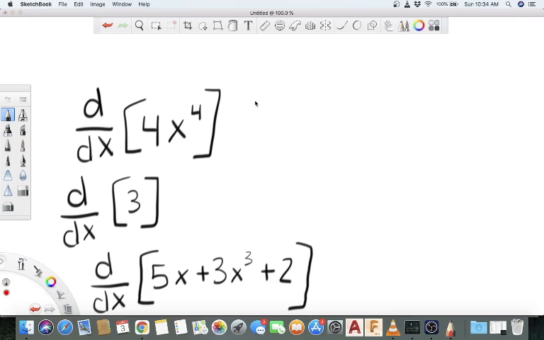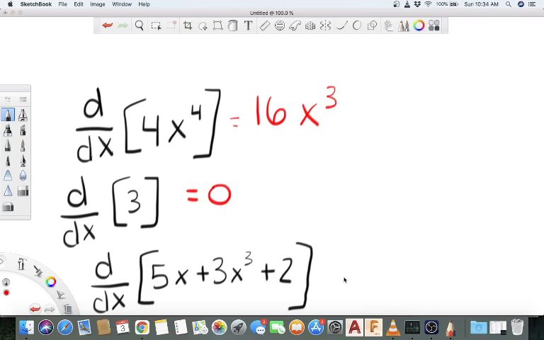And so the derivative of this is 4 times 4, which is 16, x raised to the power of 4 minus 1, which is 3. So that is your answer for that one. And then remember, a few seconds ago, I said that anything constant without the variable x is going to be 0. So the derivative of this is 0.